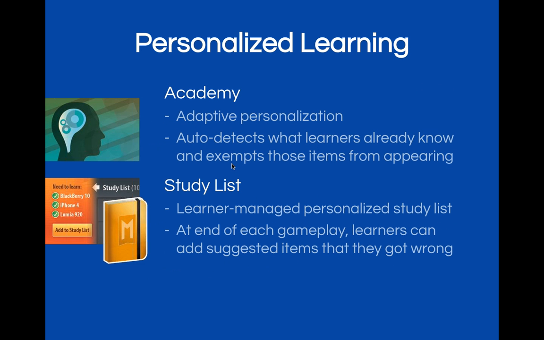So we do this in a few ways. So mLevel's Academy can do things like adaptive personalization, and we actually auto-detect what learners already know based on their past or previous gameplays, or actually during gameplay at some points. And we can exempt those items from appearing in the future from that activity in those gameplays. So that's a really great way to do that.